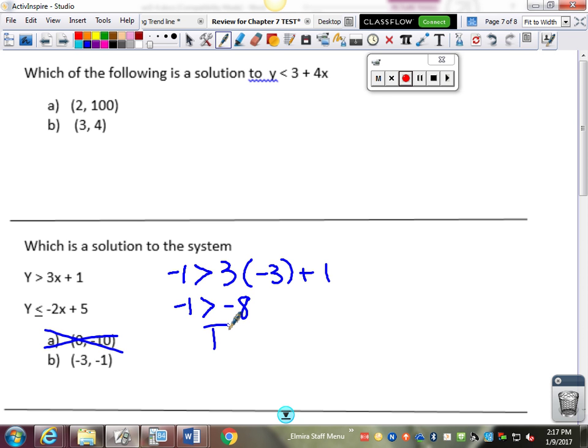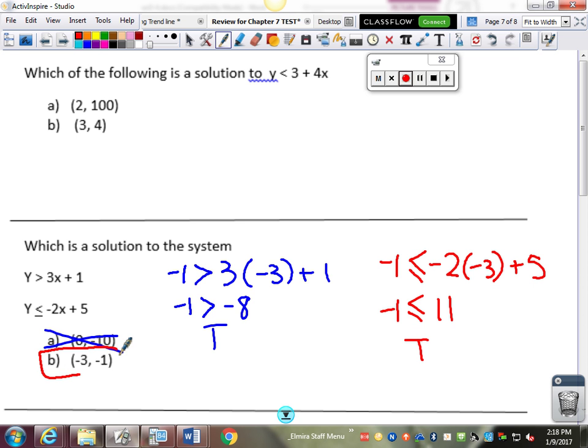The second inequality says that y, which is negative 1, is less than or equal to negative 2 times negative 3 plus 5. So negative 1 less than or equal to, let's see, that's positive 6. 6 plus 5 is 11. Well, negative 1 is less than or equal to 11, so that is also true. So that's going to be the answer.